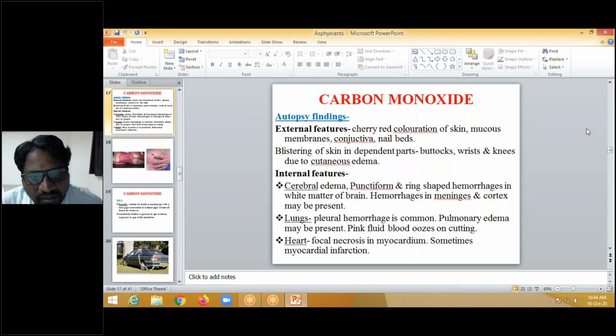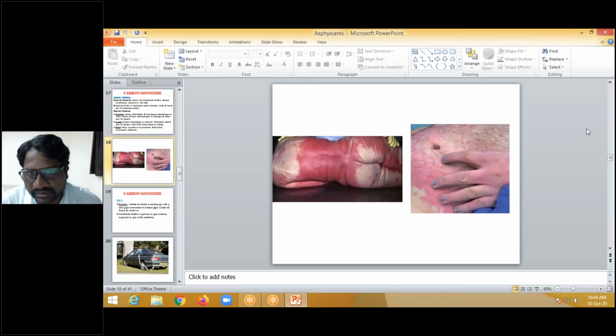Next, come to the heart, and focal necrosis of the myocardium will be seen. These are the typical findings of carbon monoxide poisoning whenever you complete the postmortem examination.